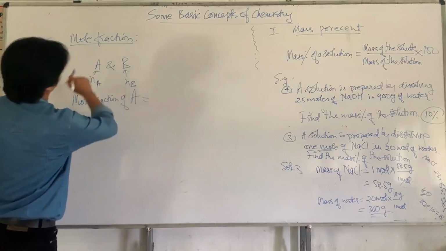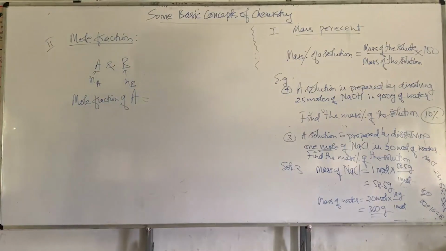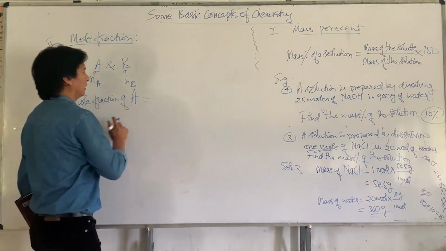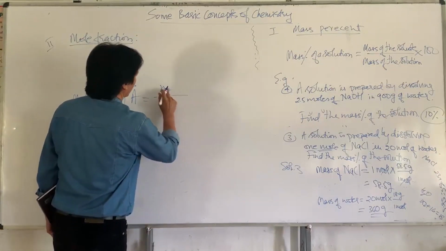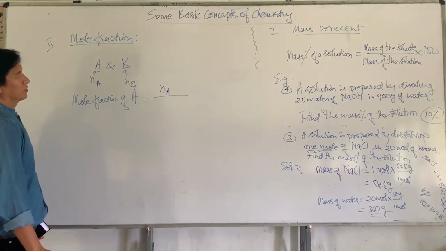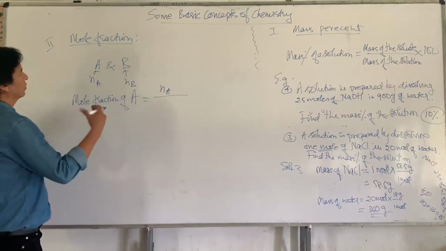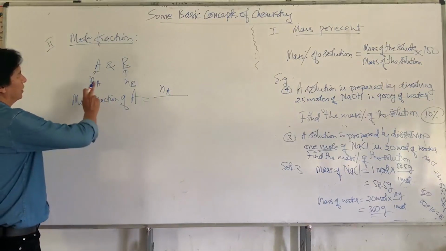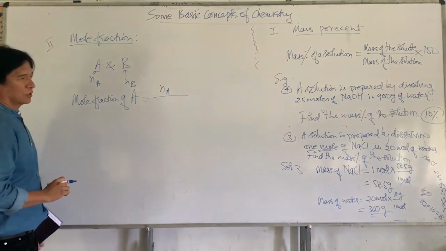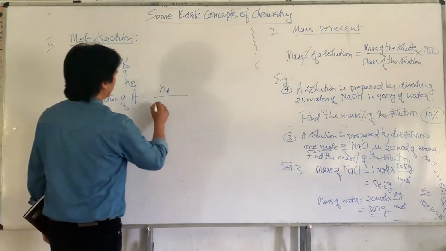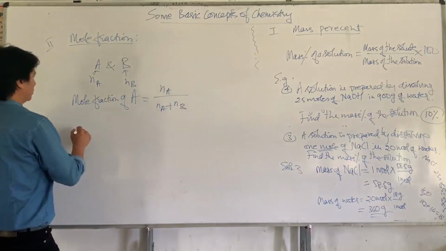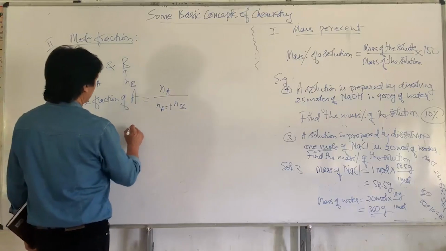Say your A here is the solute and B is the solvent. Then the mole fraction of your component A is given by the number of moles of component A divided by the total number of moles of the solution. Like you have Na as the number of moles of component A and Nb as the number of moles of component B. So the sum of these two is Na plus Nb here. The same thing applies to the mole fraction of B.